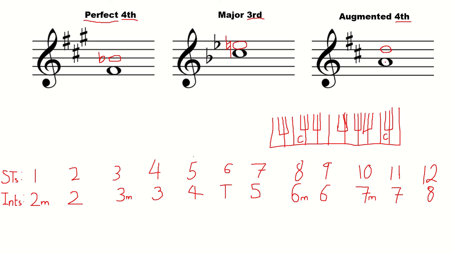So how do we make that augmented? We need to probably raise it somehow. So let's have a look. A, we'll go from here, that'll be A. And we want an augmented fourth, so that's going to be 6 semitones. So we go 1, 2, 3, 4, 5, 6. That looks like D sharp.